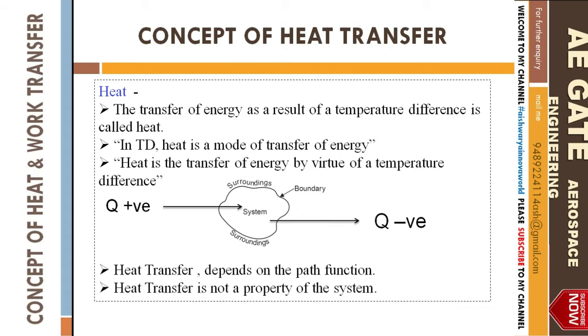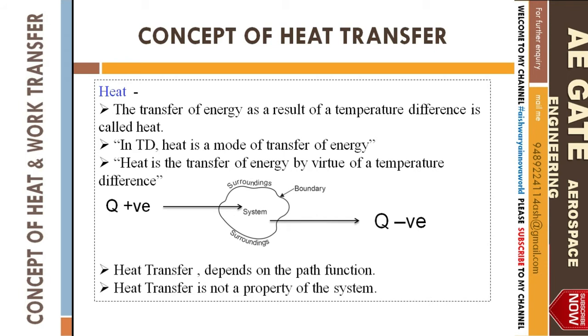Already in my previous video I have explained what is meant by system, boundary and surroundings. So q denotes heat. When heat is added into a system, that is considered as a positive sign, and when the heat is liberating from the system, we consider it as negative. You should remember this sign convention. In the later part of my video, I will tell you how you can memorize it.